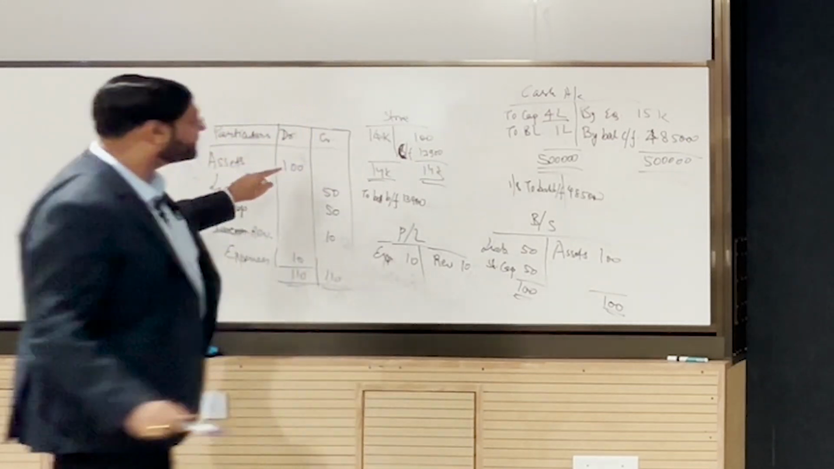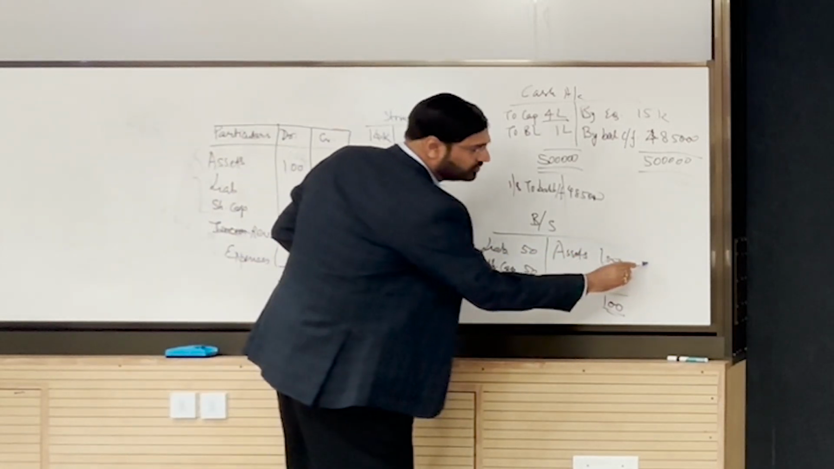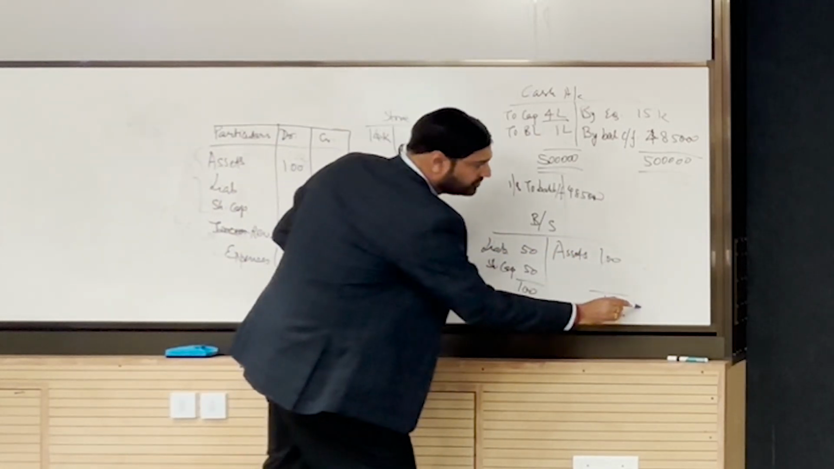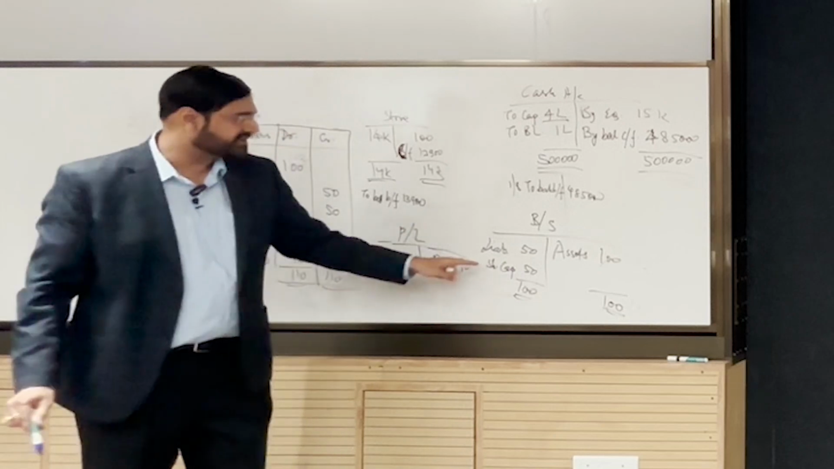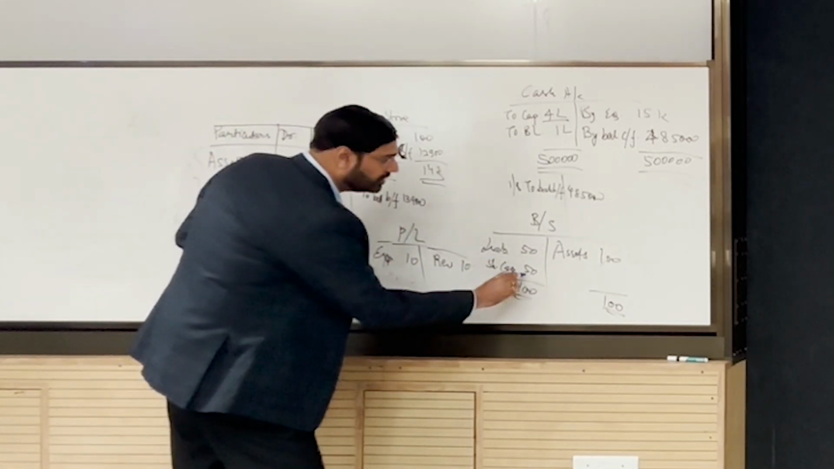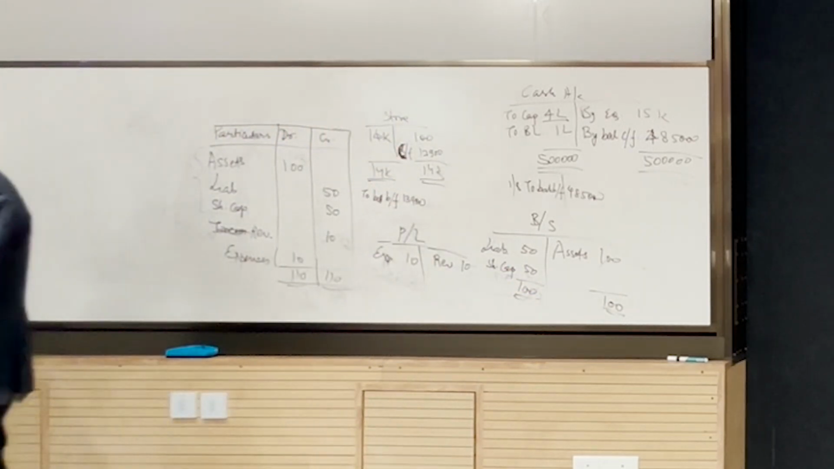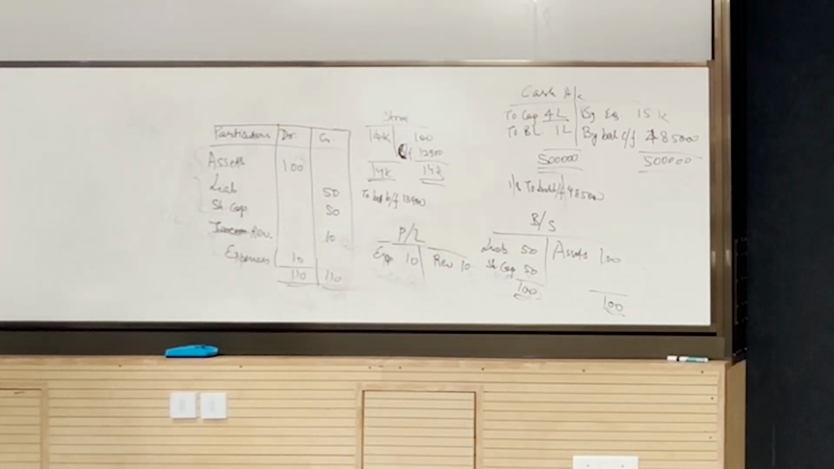Assets have become how much? From 100 it has become 102. So our balance sheet changes from 100 to 102. So this becomes 102. Liabilities is still 50, share capital is still 50, but retained earnings is 2 and total has gone up from 100 to 102. Have you understood it? So that finishes our preparation of journal entry.